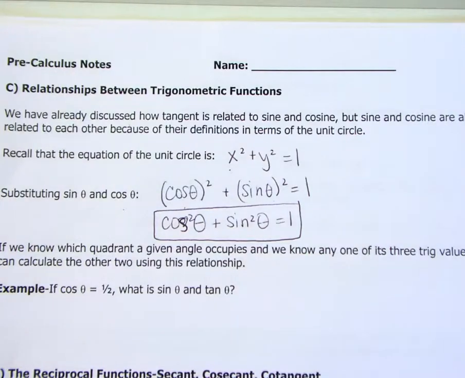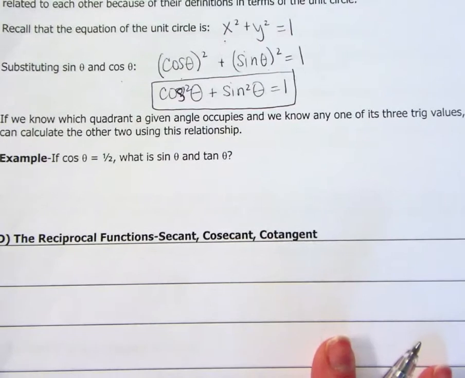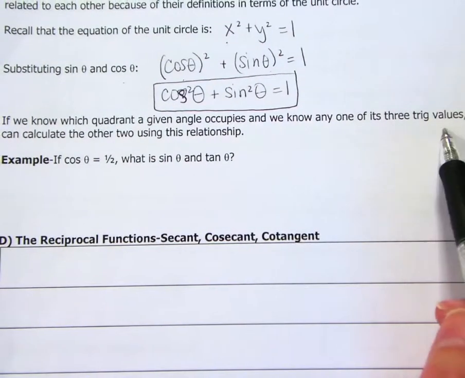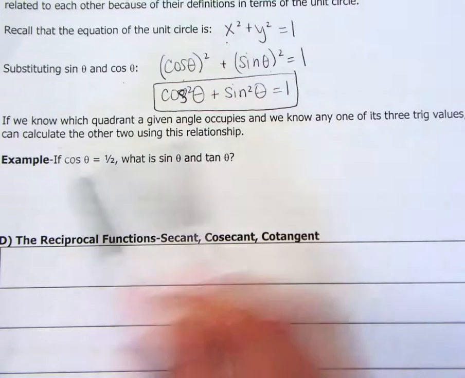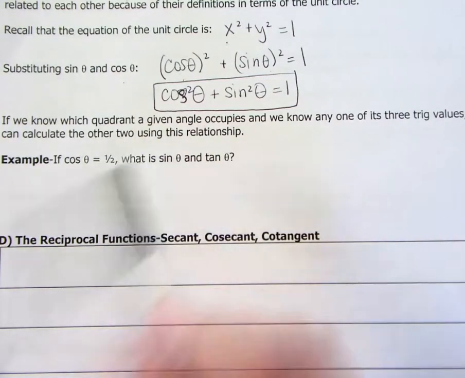Okay, so how we can use that. If you know what quadrant a given angle is in, and you know any one of its 3 trig values, we can use that trig identity to calculate the other 2. Here's an example of what I mean. You are told that cosine of theta is equal to 1/2. You are asked to find sine and tangent of theta.